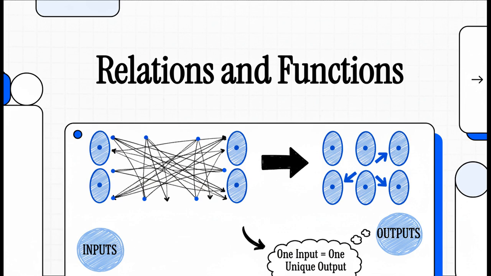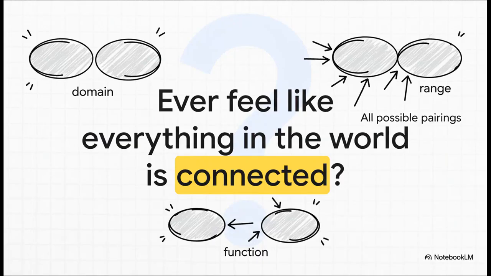You ready? Let's go. I mean, just think about it for a second. Your social media, that connects you to your friends. A family tree, that connects generations. Heck, even a weather app connects something like air pressure to the chance of rain. All of these are just connections, right? But how do we actually talk about them in a way that's really useful and precise?